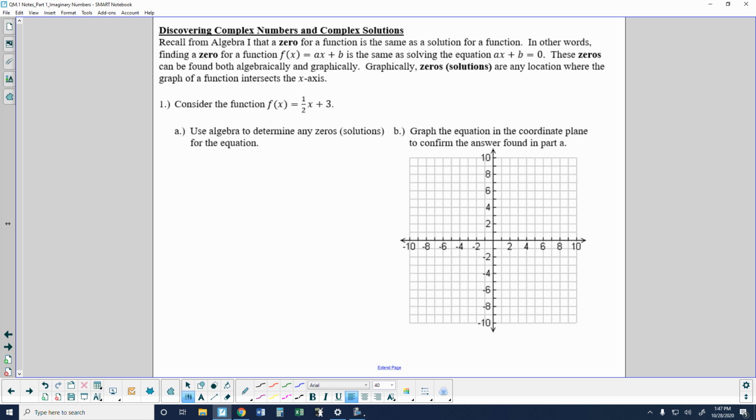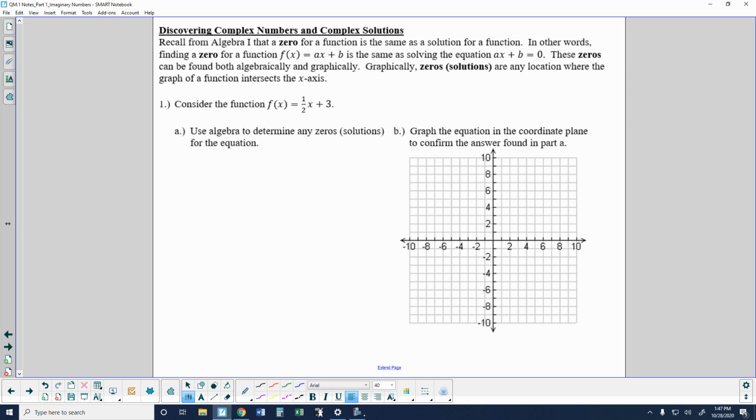Graphically, the zeros or solutions are the locations where the graph of a function intersects the x-axis, or as we talked about in the last target, the x-intercepts. So in problem number 1, it says consider the function f of x equals 1/2 x plus 3. Use algebra to determine any zeros or solutions for the equation.